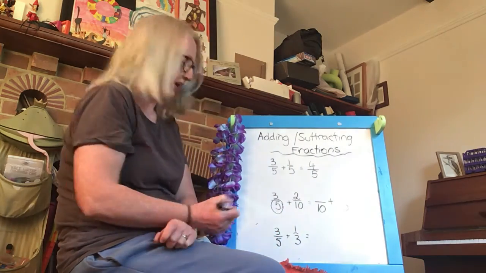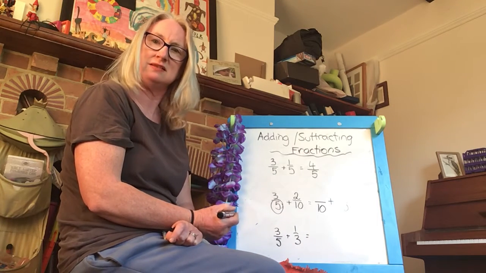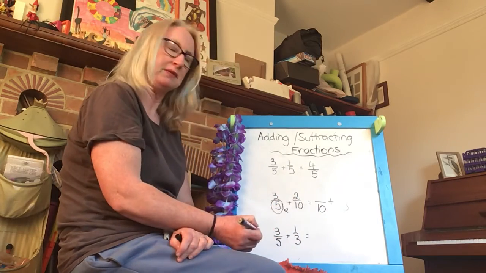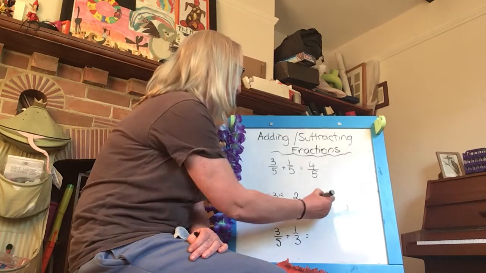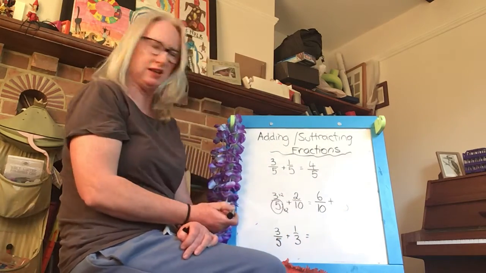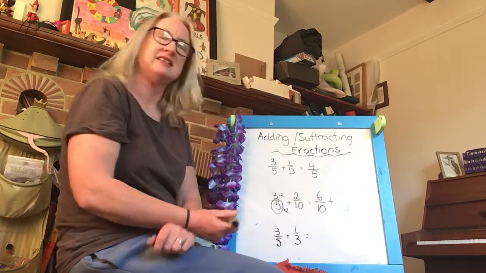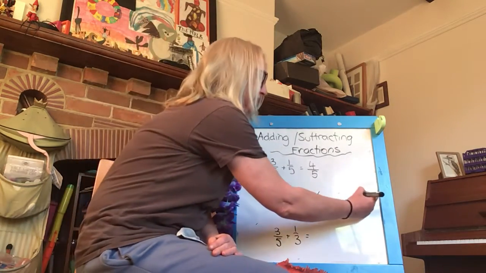So if we've changed our fifths into tenths, how do we do that? We'd have to double it on the bottom. So we do the same thing, we double on the top. So this will be 6 tenths. This one is already tenths, so we don't need to do anything, we can just keep it the same. So 6 tenths plus 2 tenths makes 8 tenths.